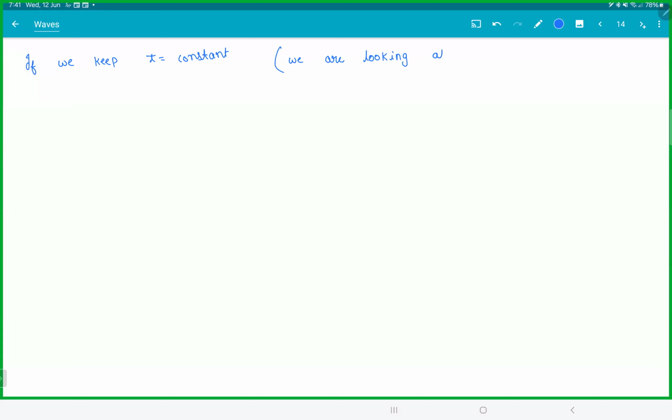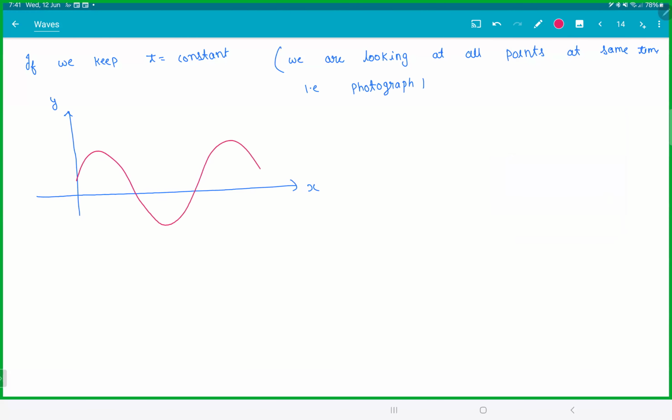We are looking at all points at the same time. That is a photograph. So this is important, if someone tells you this is the y-x graph of a wave, he's talking about a photograph. Meaning this is actually the position of the particles. The y-x graph of a wave is a photograph. I'm using this for a string, okay?